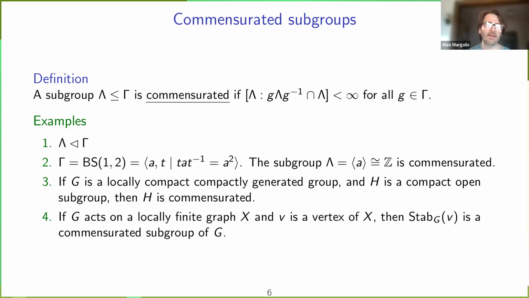And finally, this is in some sense a universal example. If we have a group that acts on a connected locally finite graph X, and we take a vertex of X, then the stabilizer of that vertex is always a commensurated subgroup of the big group. Okay, and the reason I said this is universal is because whenever you have a finitely generated group which contains a commensurated subgroup, you can always find some connected locally finite graph on which the ambient group acts and on which the subgroup is the stabilizer of a vertex.